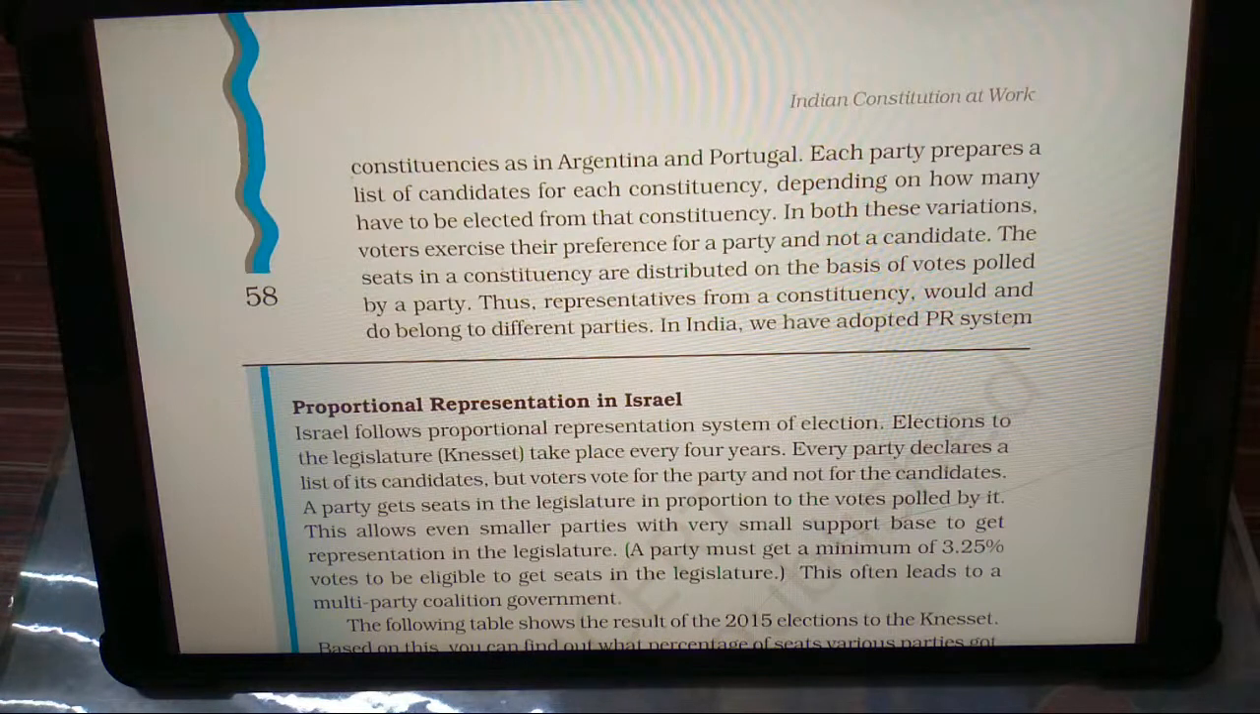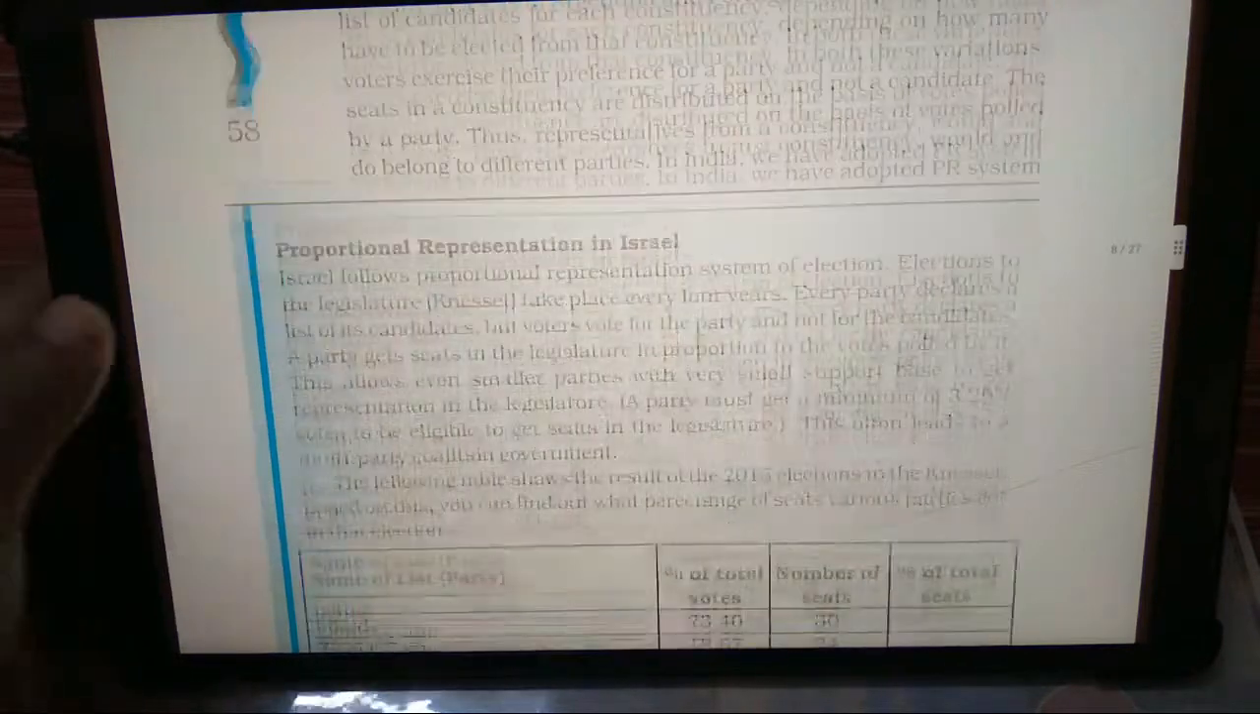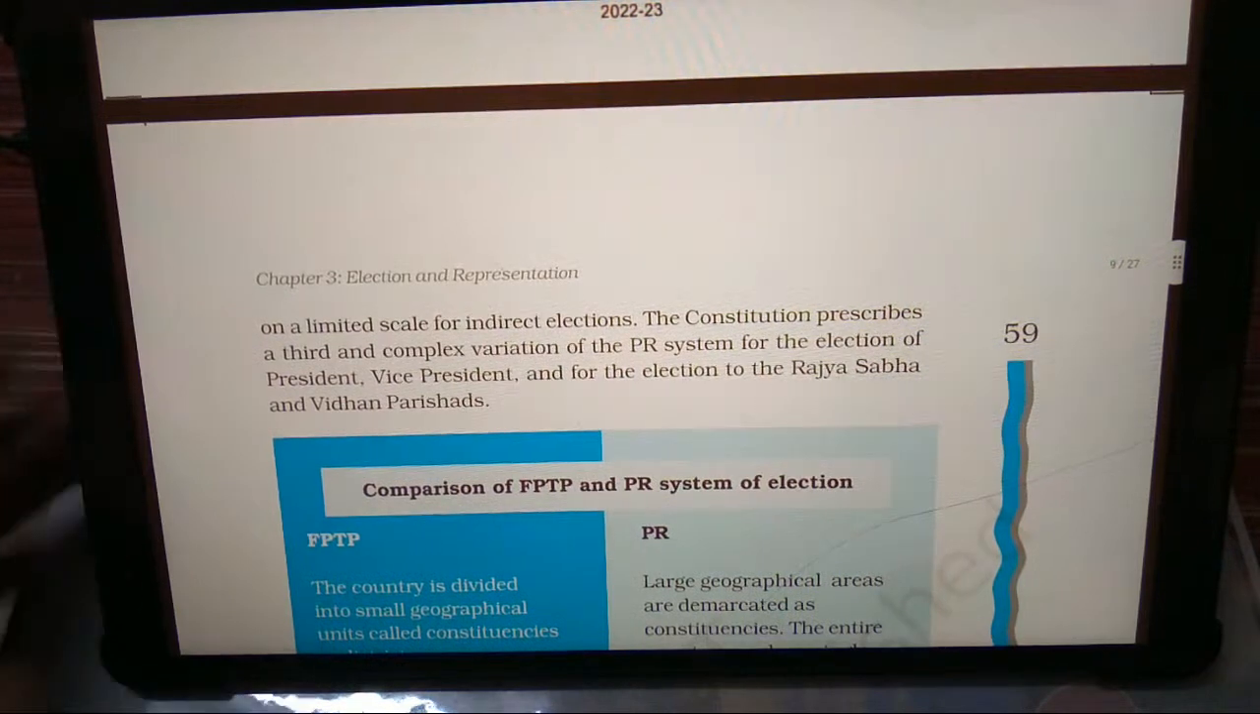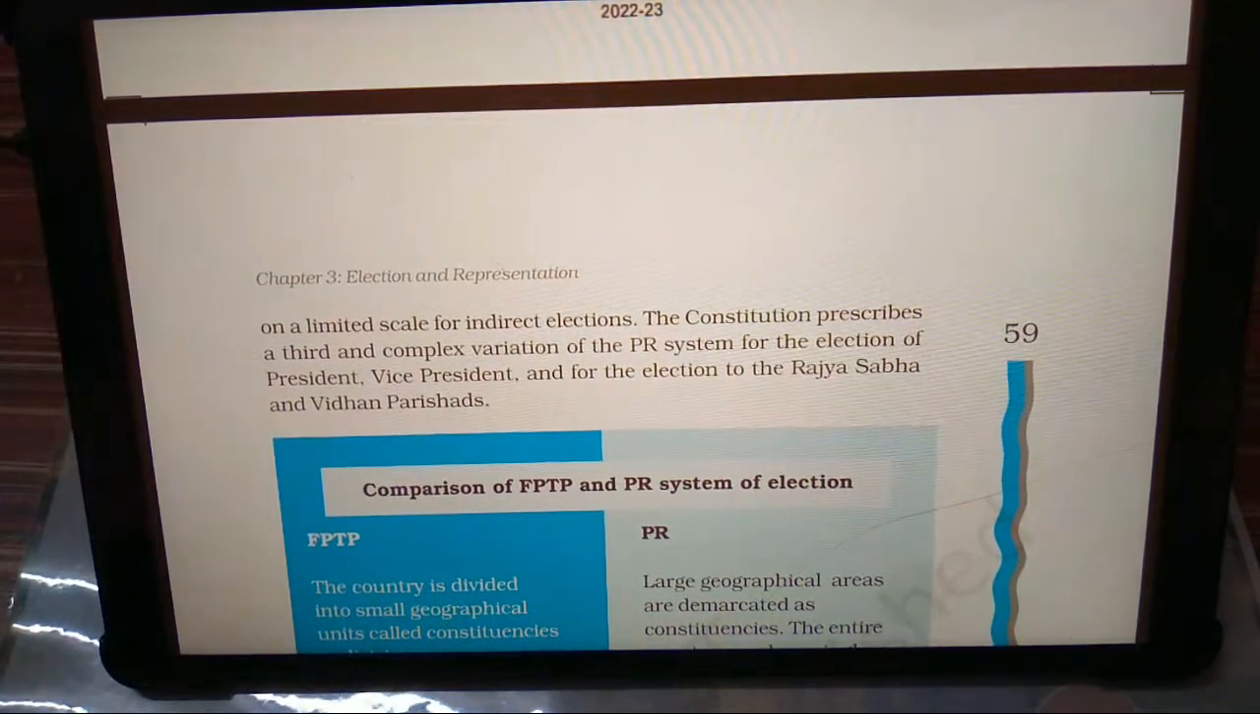In India, we have adopted the proportional representation system on a limited scale for indirect elections. The Constitution prescribes a third and complex variation of the proportional representation system for the election of the President, Vice President, and for the election of Rajya Sabha and Vidhan Parishads.